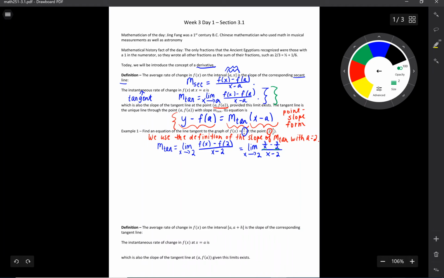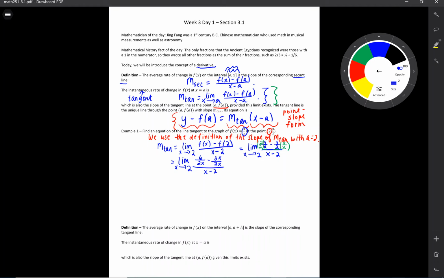So I'm going to multiply this 3 over 2 by x over x. And I'm going to multiply this 3 over x by 2 over 2 in order to get my common denominator of 2x. So this becomes the limit as x goes to 2 of, now I get 6 over 2x minus 3x over 2x, over x minus 2.